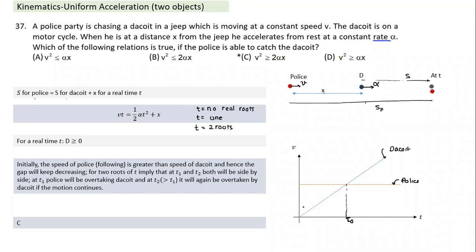What is the maximum gap for the police to just catch? Can you tell from the base of the graph? What could be the maximum value of distance between them for the police to catch? Anyone can try.